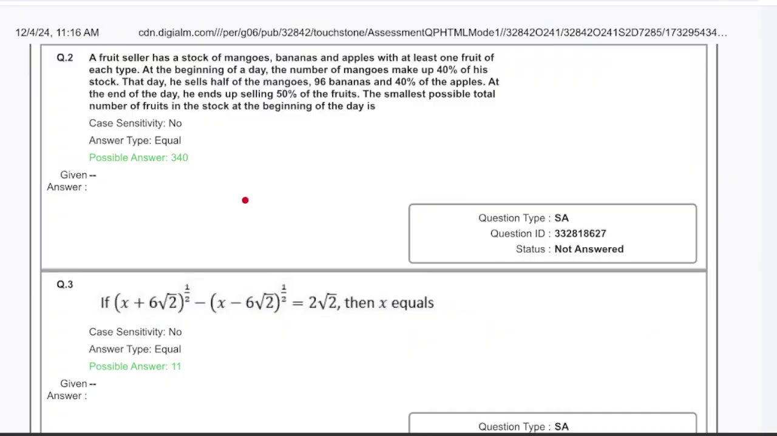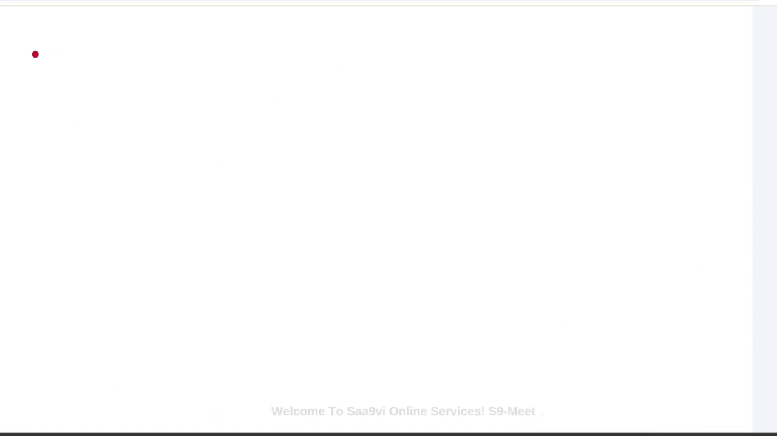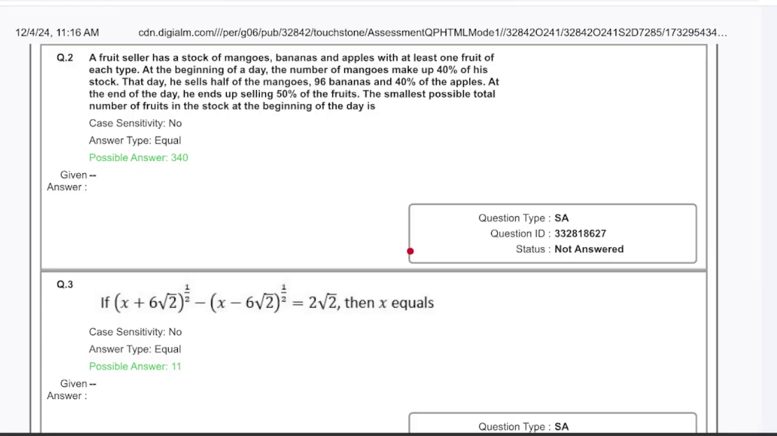Look at the second question now. The second question says the fruit seller has a stock of mangoes, bananas, and apples, with at least one fruit of each type. So let's start making it. Question number two: there are mangoes, there are bananas, and there are apples. In the CAT it is very important, as I always say, to start jotting down every piece of information you have, so you can summarize it when you're solving the question.